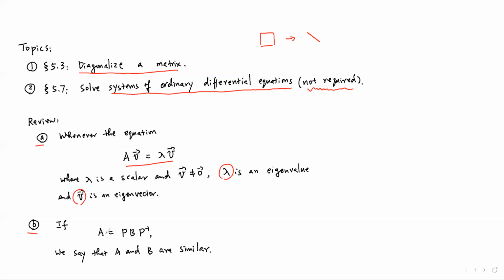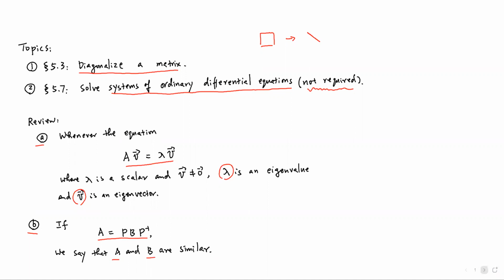Review number two: whenever this equation is true, we say that matrix A and matrix B are similar. Matrix A may not be equal to matrix B, but when this equation is true, we say that these two matrices are similar. Similar matrices have many similar properties.